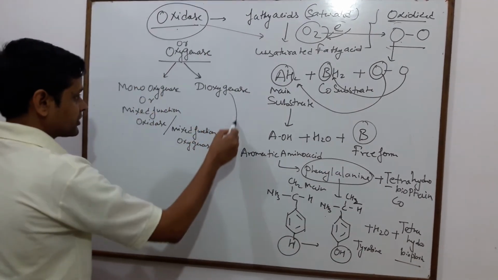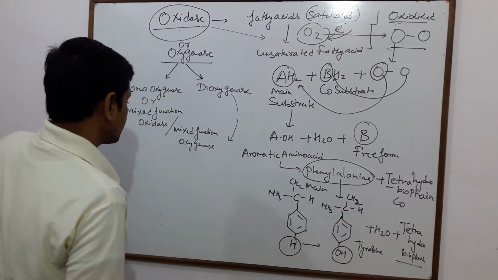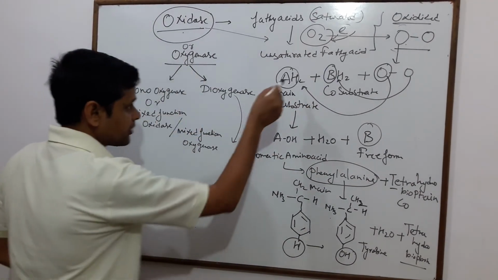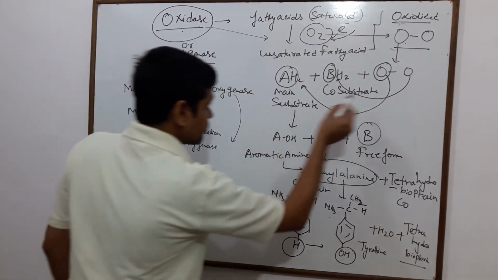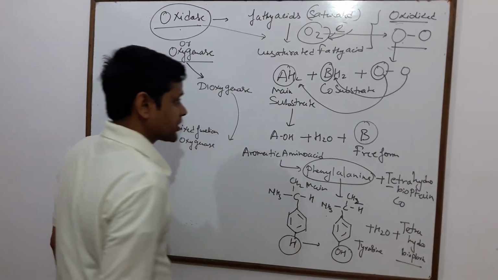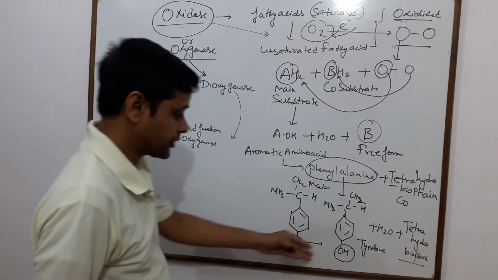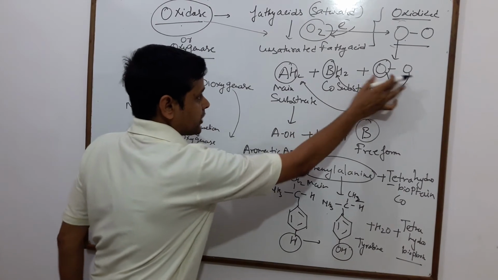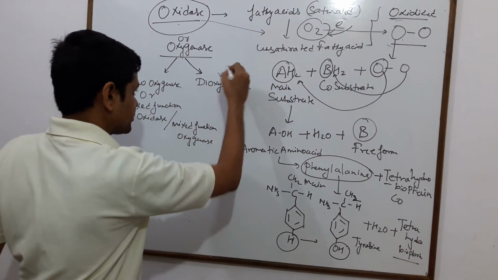And what about the enzyme dioxygenase? How does it work? In this case, there is a main substrate but no co-substrate. Both oxygen atoms are contributed into the same main substrate and released as a hydroxylated or carboxylated product. So in the case of dioxygenase, both oxygen atoms are contributed to the main substrate.